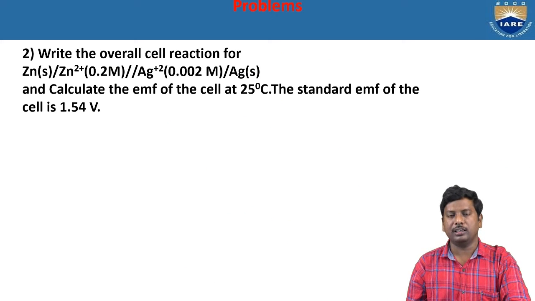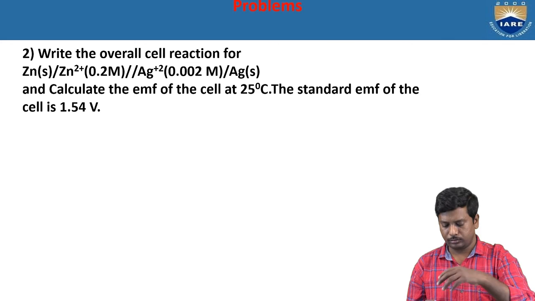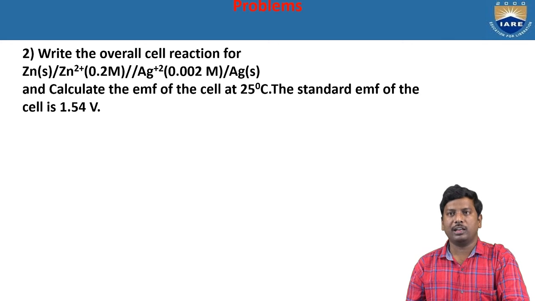Next we see model problem 2. Write the overall cell reaction for the zinc solid present in zinc plus 2 0.2 molar and silver plus 2 present in 0.002 molar and silver solid, and calculate the EMF of the cell at 25 degrees centigrade. The standard EMF of the cell is given as 1.54 volts. First of all we see the overall cell reaction, which occurs due to the oxidation at anode and the reduction at cathode.